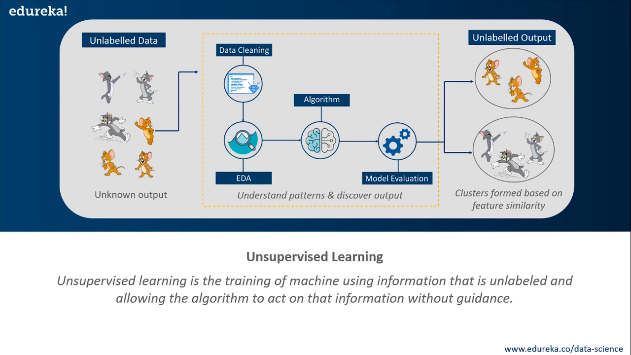Now let's look at unsupervised learning. Unsupervised learning involves training using unlabeled data and allowing the model to act on that information without any guidance. Think of unsupervised learning as a smart kid that learns without any guidance. In this type of machine learning, the model is not fed labeled data, as in the model has no clue that this image is Tom and this image is Jerry. It figures out patterns and differences between Tom and Jerry on its own by taking in tons of data.